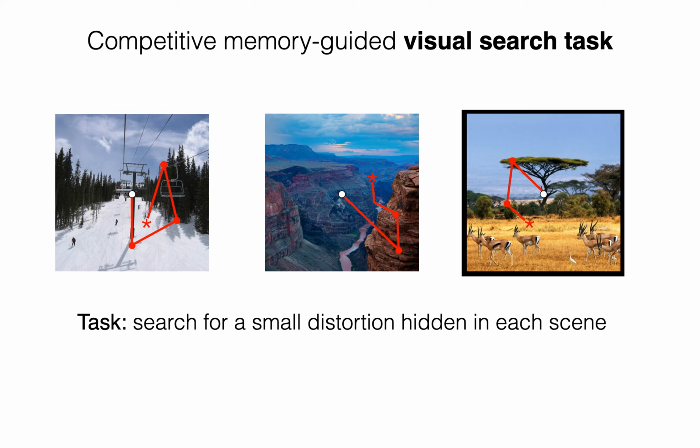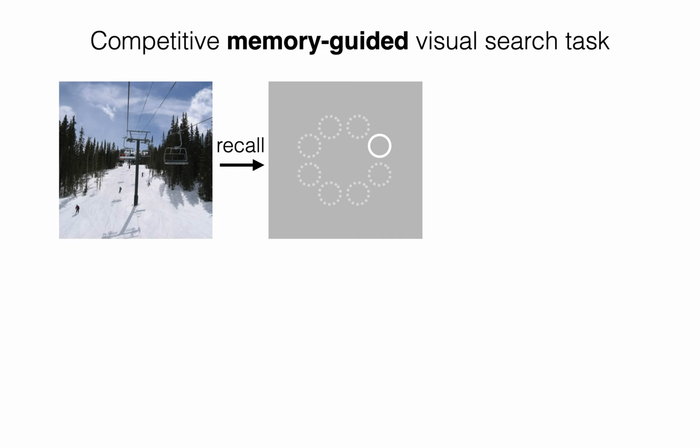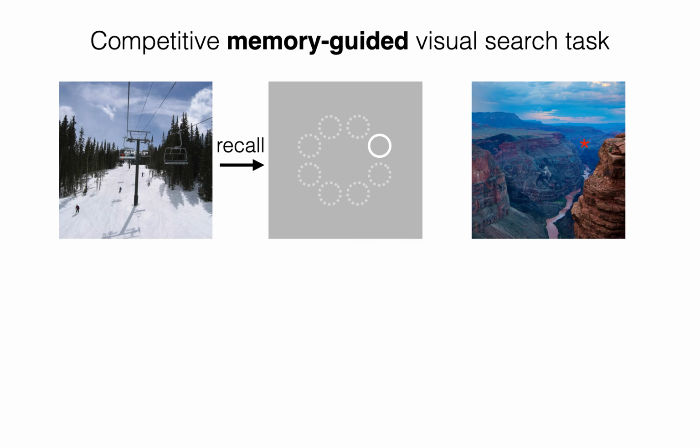This task is very challenging, and we made it this way to encourage people to rely on memory to improve their performance. So here's where memory comes in. Prior to the search task, we taught subjects that each scene was associated with one of 8 possible spatial locations. After subjects learned these associations, they were told that they could use these memories to anticipate the spatial location of the distortion on the next trial. We reasoned that if they did that, it would improve their search performance.